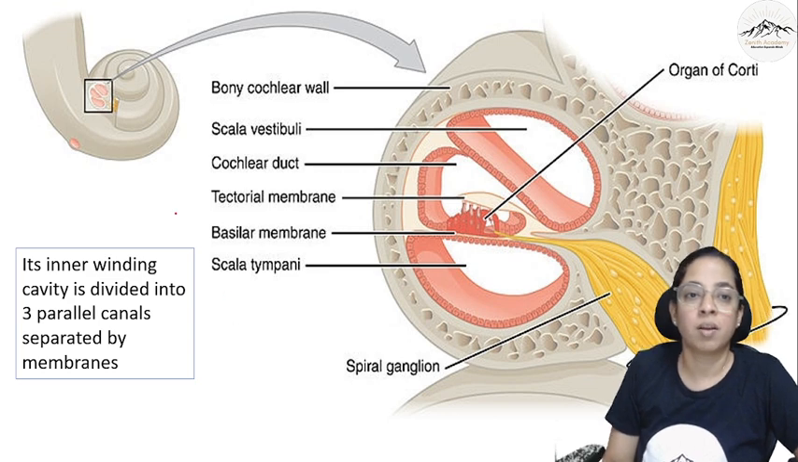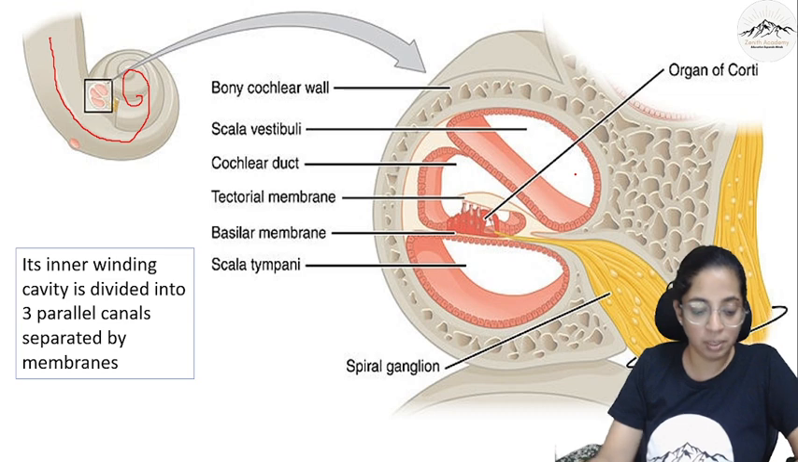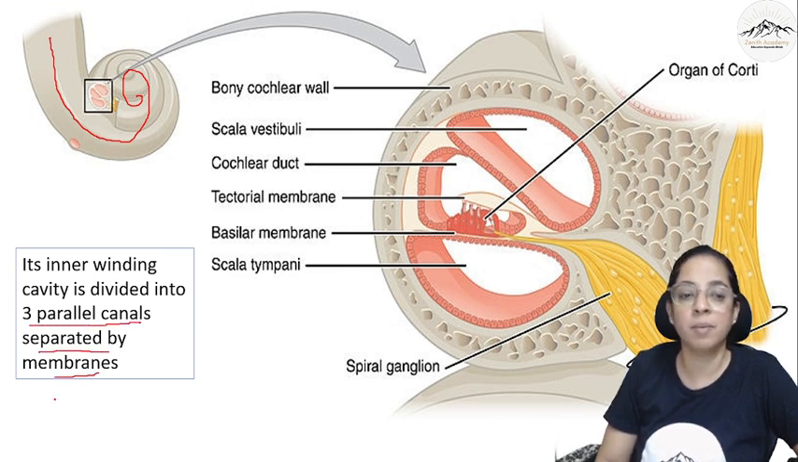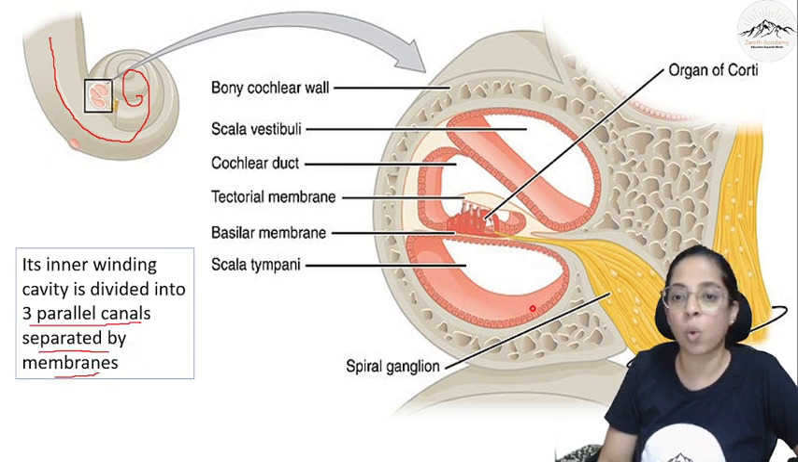See here, this is 2.5 turns. Can you see here? And this section is opened and shown to you here. So now watch this very carefully. There are 3 parallel canals. The inner widening cavity is divided into 3 parallel canals separated by membrane. Can you see the 3 parallel canals? This is one canal, this is another canal, and this is the third canal. And here there is a bony cochlear wall, the wall of the cochlea.